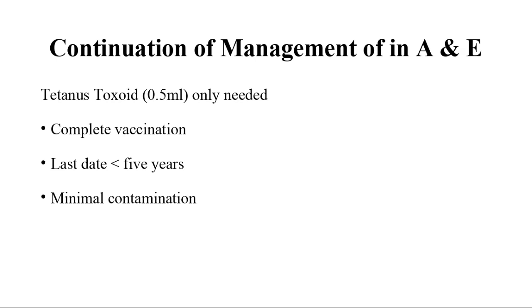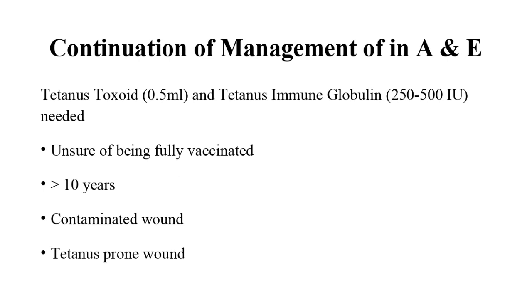Just tetanus toxoid. Now, however, you'll need the combination of tetanus toxoid and tetanus immune globulin, 250 to 500 international units, if you are unsure of the individual being fully vaccinated, or if the date of the last vaccination is greater than 10 years, or if the wound is contaminated, or if it's a tetanus-prone wound. So that's easy. Just remember these things, and then you know I need to give both. One gives immediate protection, the other one is delayed. Okay.